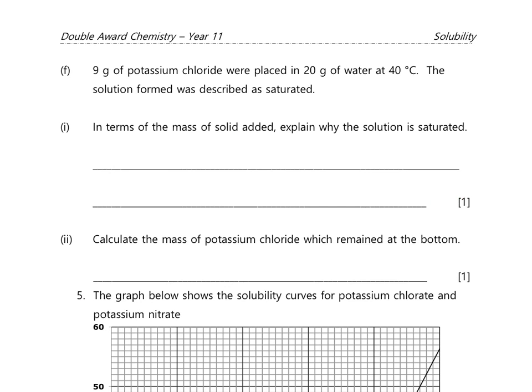Okay, so this is a very similar question. It says 9 grams of potassium chloride were placed in 20 grams of water at 40 degrees C. The solution formed was described as saturated. And we have to explain why that is. And again, it says it's worth 1 mark. This question would be worth more than 1 mark. The important thing that we need to start with is, what do we always do at the very start of these calculations?